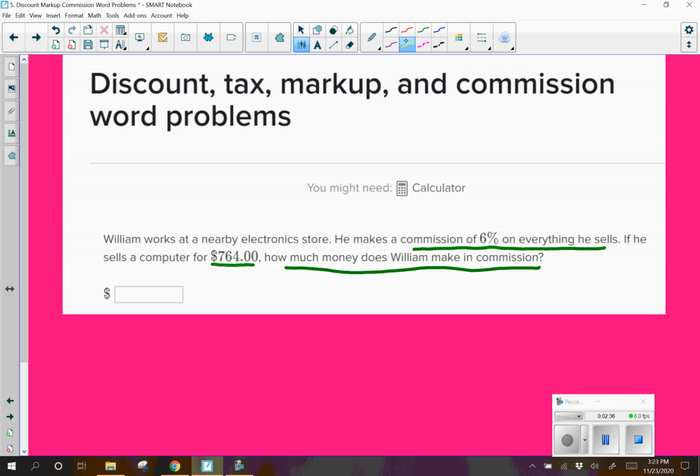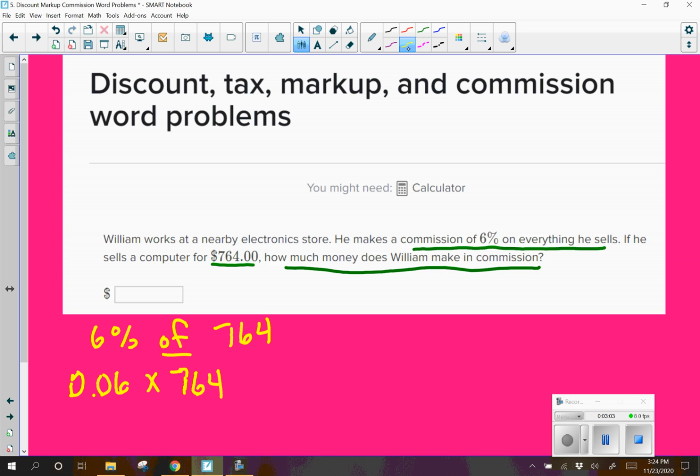So let's do both. So the decimal method means we're trying to find 6% of $764. Okay, in the decimal method, we take our percentage, we convert it to a decimal. So our decimal would be 0.06. With "of," we multiply, and then times $764.